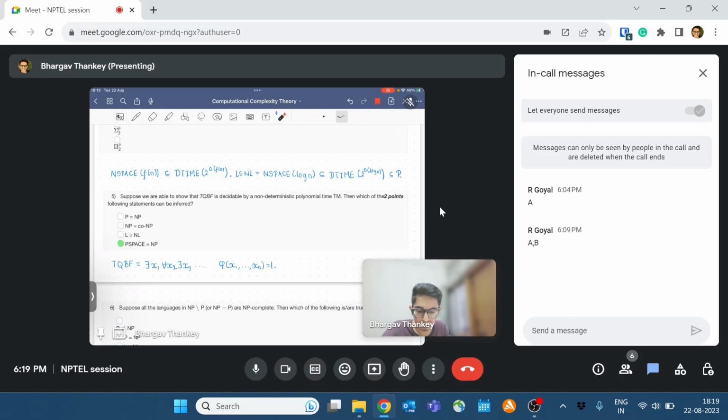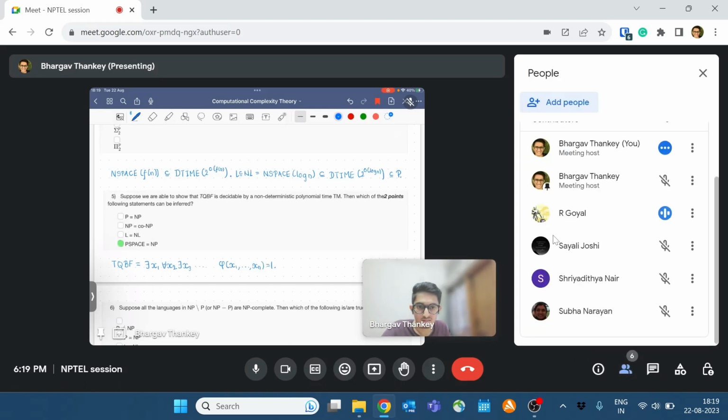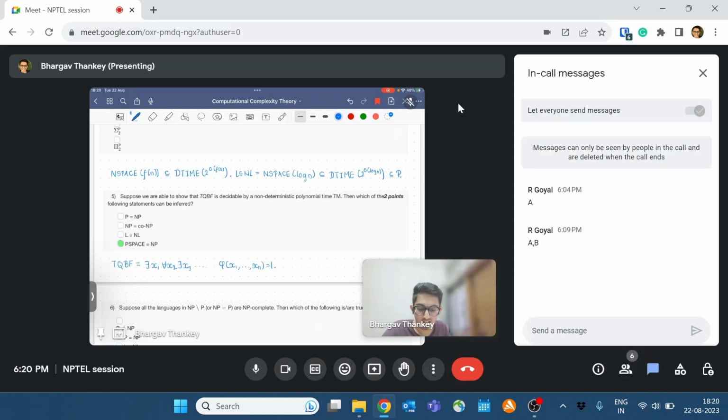And what about this? It is in NP and then P is equal to NP. I think we can only set the relation between PSPACE and NP, and we can't say anything about P and NP as such, nor can we say anything about NP and co-NP as well. So this option is correct. Okay, so you are partially right. We cannot say anything about P and NP, but we can say something about NP and co-NP. The reason is this.